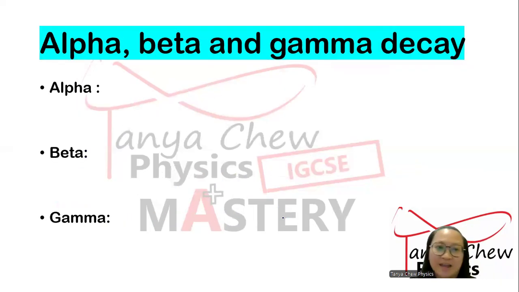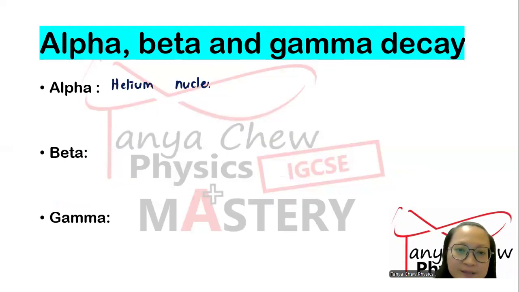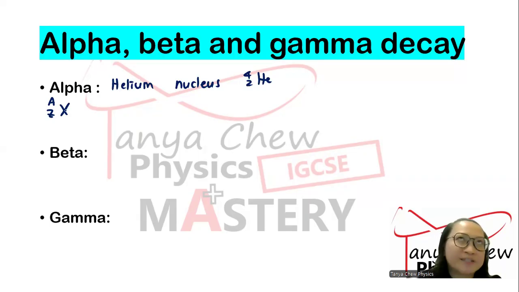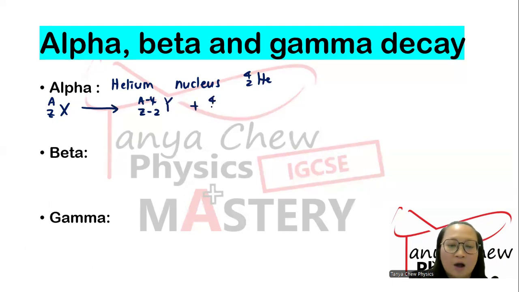Now, alpha, beta, and gamma decay. Bear in mind, alpha is called helium nucleus, so 4 2 He, if you remember. Alpha decay, that means, let's say A Z X. A represents nucleon number, Z represents proton number. If this nuclide undergoes alpha decay, then you take the nucleon number A minus 4, Z minus 2. You form another element plus alpha.